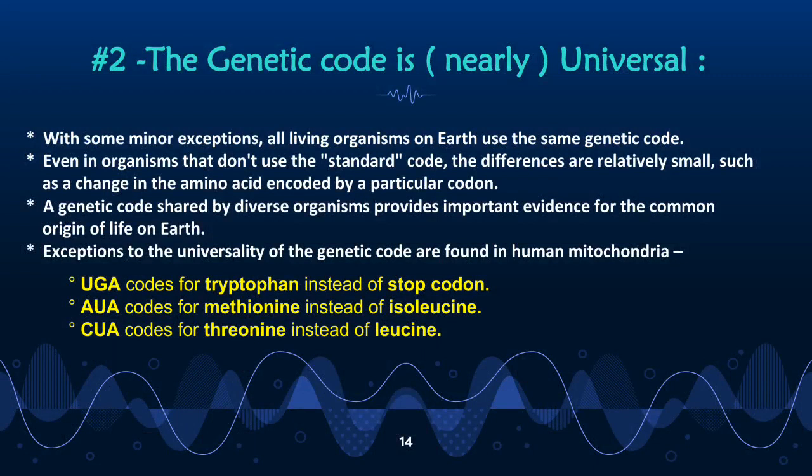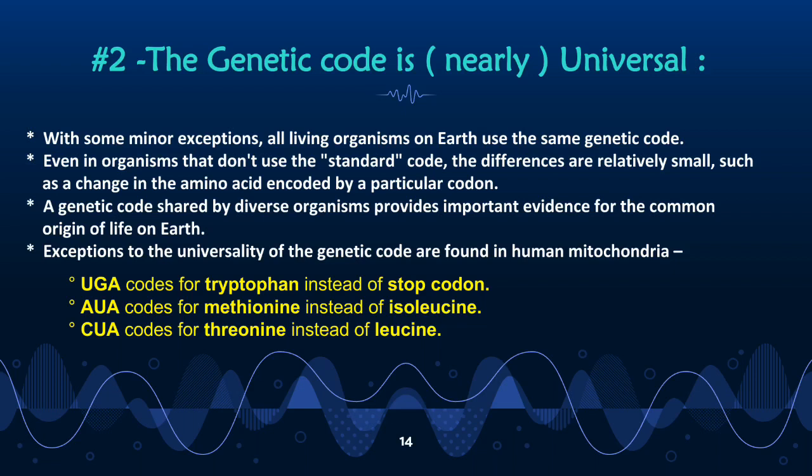The second property is that the genetic code is nearly universal. With some minor exceptions, all living organisms on Earth use the same genetic code. This means that the codons specifying the 20 amino acids in our cells are the same as those used by the bacteria living in places like the hydrothermal vents at the bottom of the Pacific Ocean. Even in organisms that don't use the standard code, the differences are relatively small, such as a change in the amino acid encoded by a particular codon.